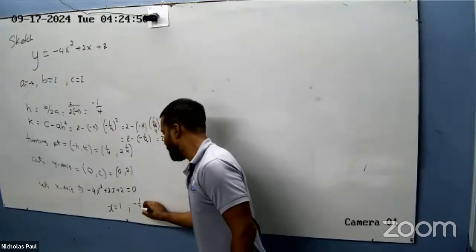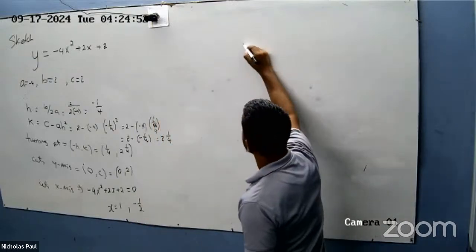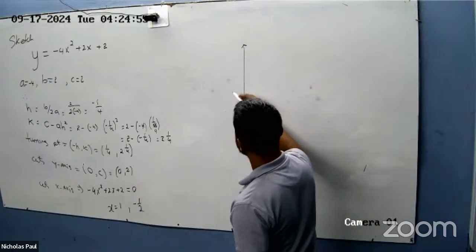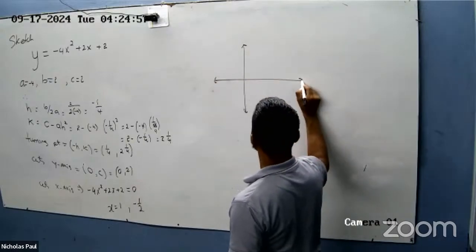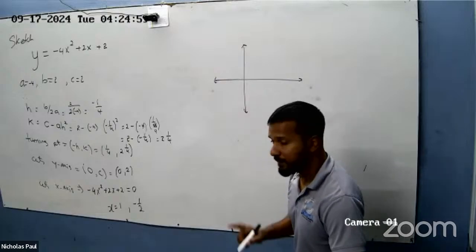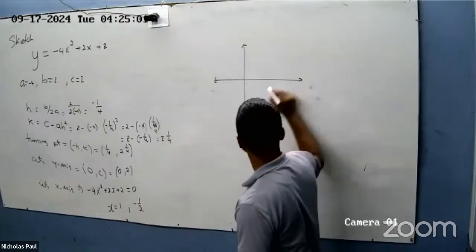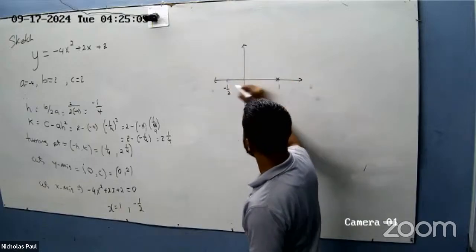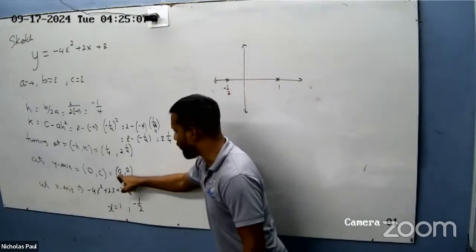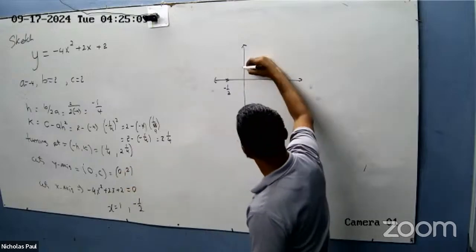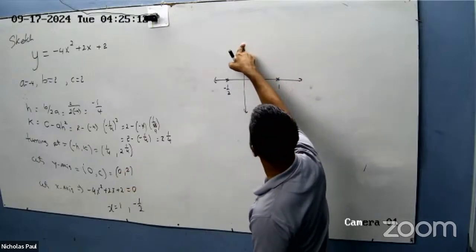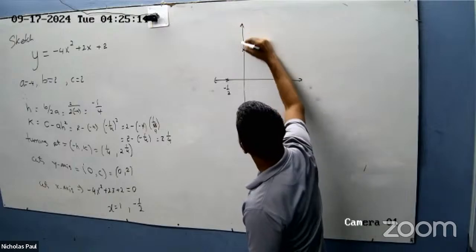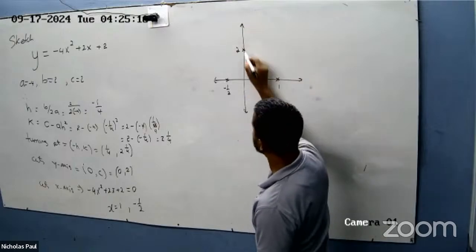Now for the fun part. Now we do the plots. First things first, 1 and minus a half. 1 is here, minus a half is here. Next, cut the y-axis, 0, 2. So 1, 2, I'll average 2 to be about there. So I have 1, 2, 3 points so far.